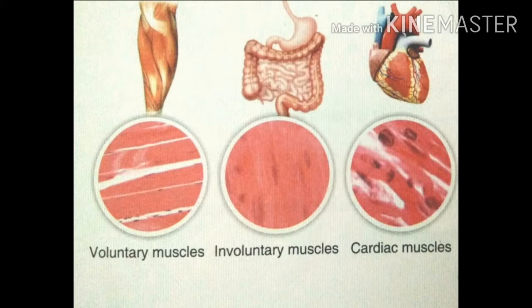The body of an adult has about 650 muscles. How do they produce movement? The muscles tighten and relax to produce movement.